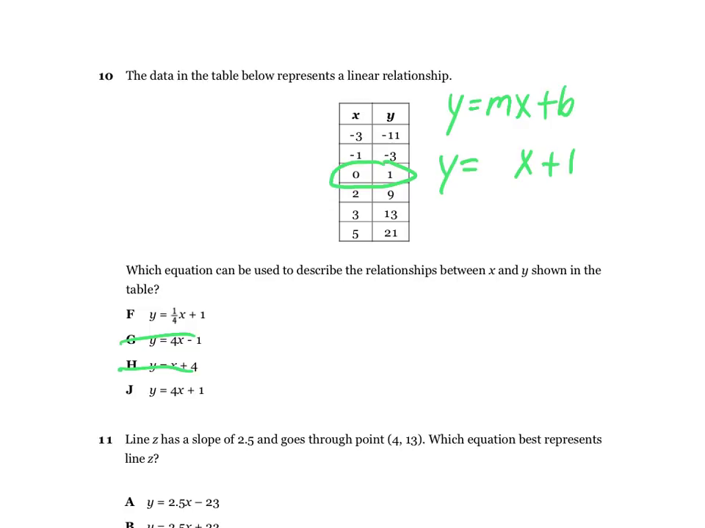So now what I've got to do is figure out my slope. I'm going to pick two easy to read numbers. Between 1 and 9, I'm changing by 8. Between 0 and 2, I'm changing by 2. Well, 8 divided by 2 is 4. So my slope is 4. So my answer is going to be J on number 10.